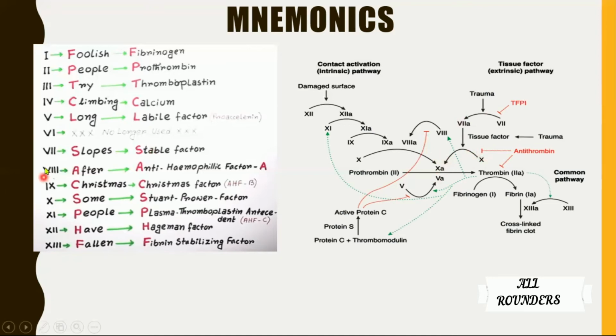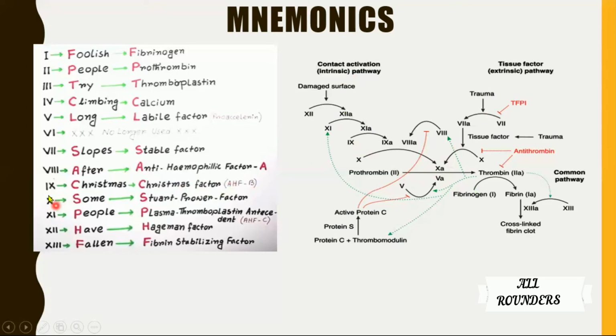Similarly, we have factor number 8, that is anti-hemophilic factor A. The deficiency of anti-hemophilic factor causes hemophilia A. This anti-hemophilic factor, which is factor number 8, is very essential in the conversion of factor number 10 to 10A. Similarly, we have Christmas factor, also known as anti-hemophilic factor B, which is a component of the intrinsic pathway.